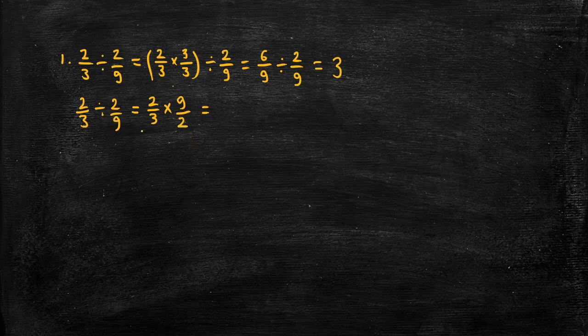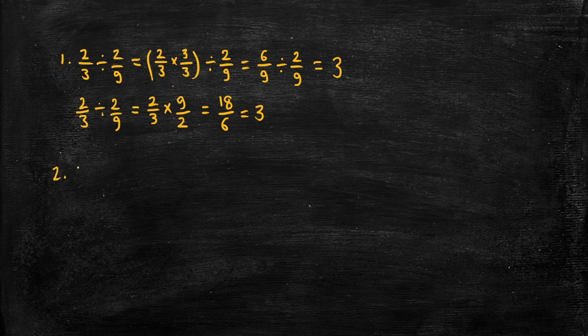And now I've changed the fraction division problem into an equivalent fraction multiplication problem, and we know how to multiply fractions. We just multiply the numerators and multiply the denominators, and then I'm going to reduce that fraction, 18 over 6, to 3.